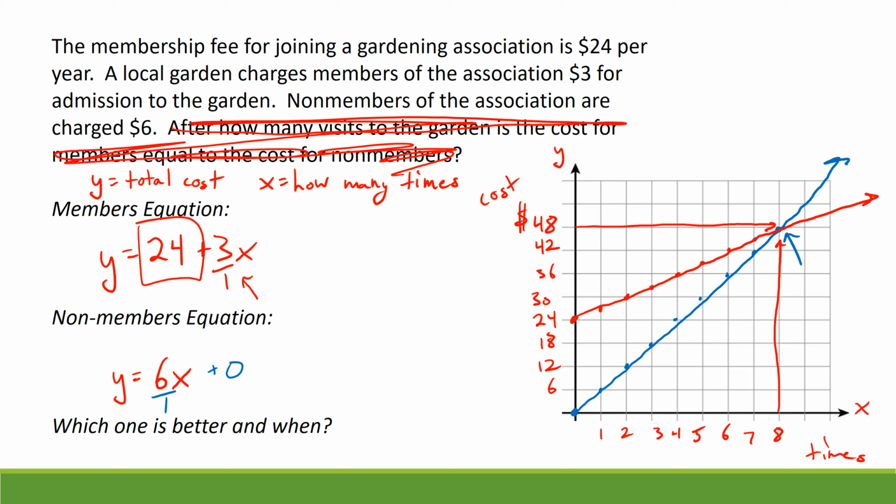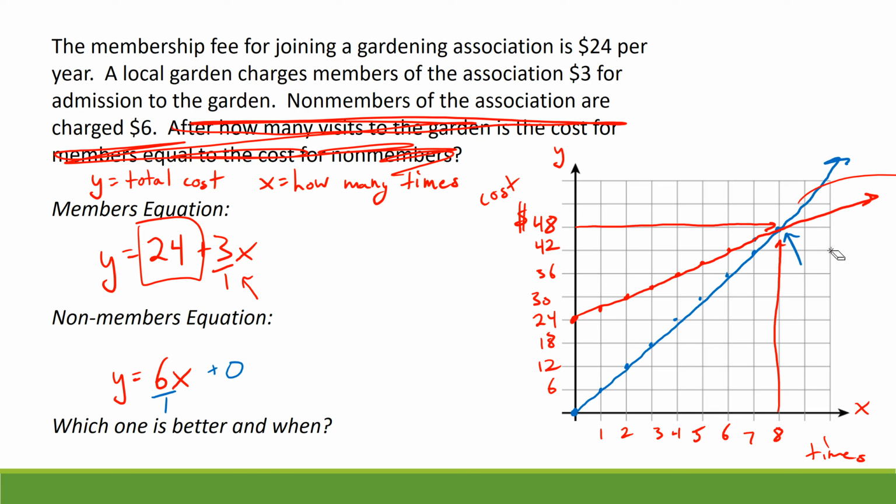equal amounts. Before then, look, the red people, the members, are paying more, and the blue people, the non-members, are paying less. But after 8, now all of a sudden, the blue people, the non-members, are paying more, and the red people, the members, are paying less.